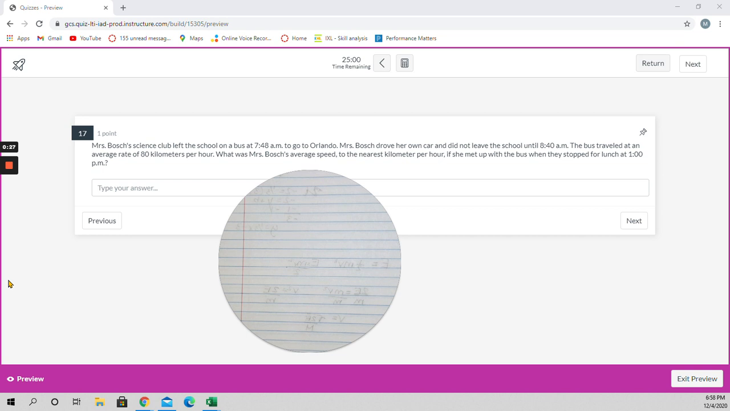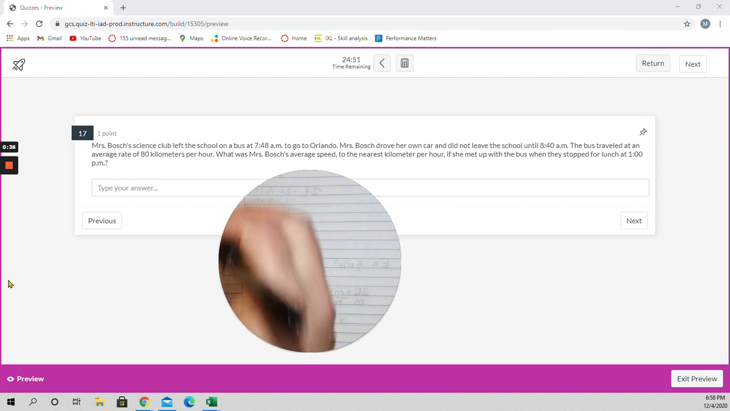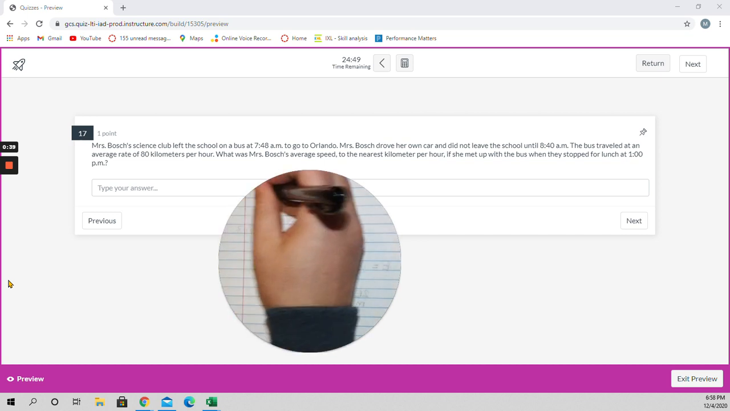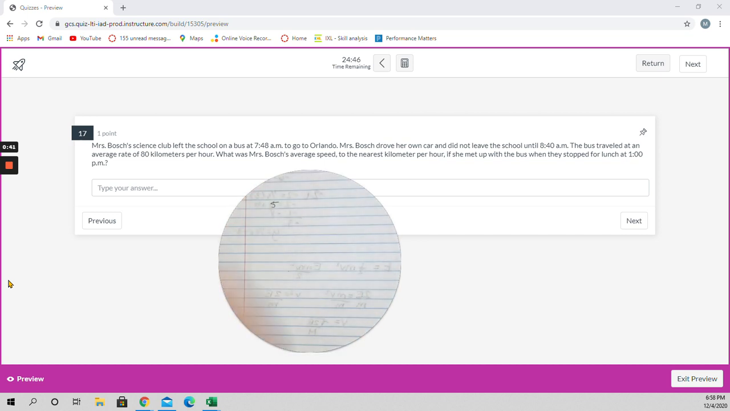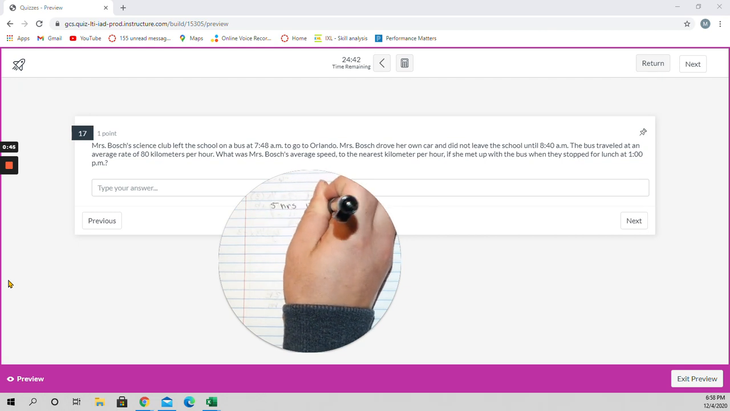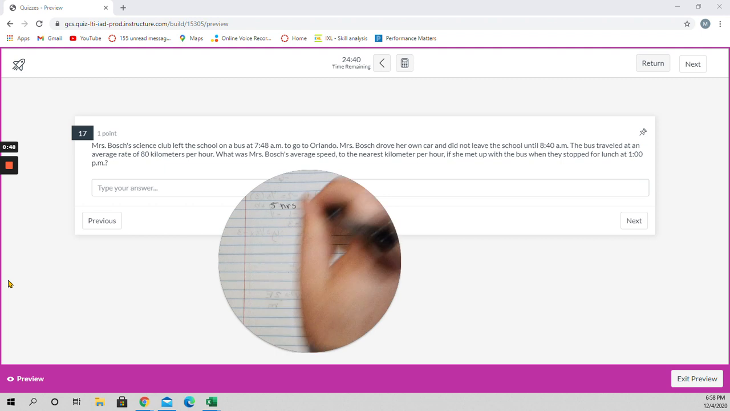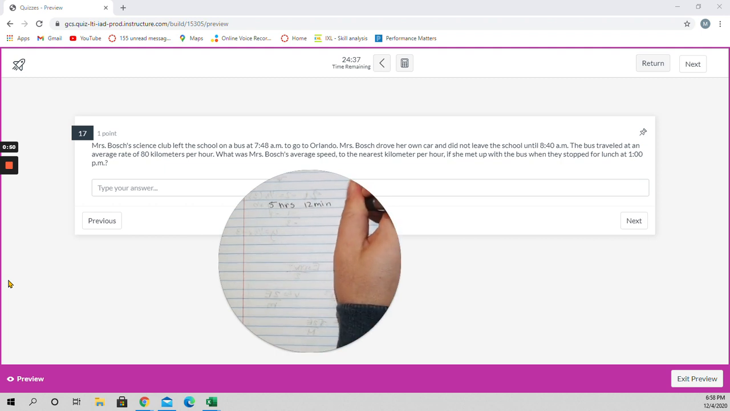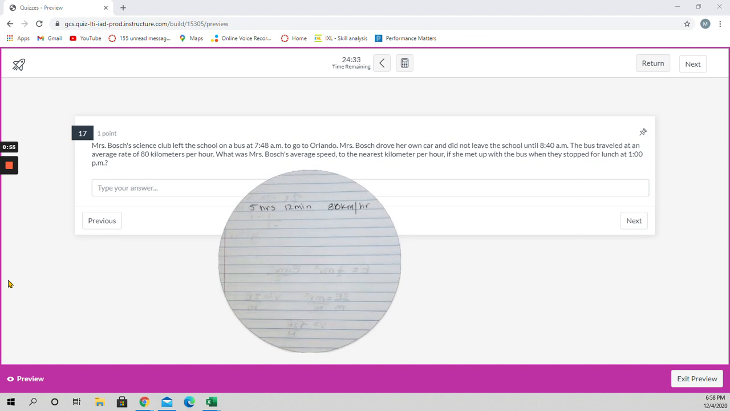Okay, so Mrs. Bosch's science club left at 7:48 and they're stopping at 1. Okay, so from 8 to 1 is 5 hours. So they were traveling for 5 hours and 12 minutes at a speed of 80 kilometers an hour. Okay, so we can figure out how far they traveled.